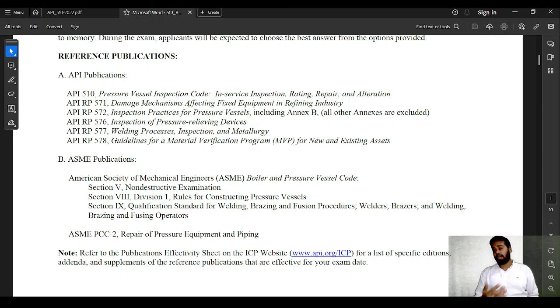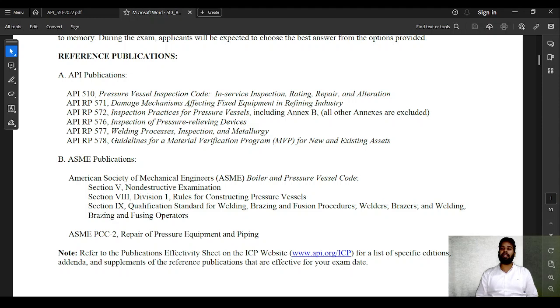Most of these are common with some other ICP examinations also, some are different. So the first code that we have to understand is the API 510 code itself. So API 510 is again the inspection code for in-service pressure vessels, alteration and repair.